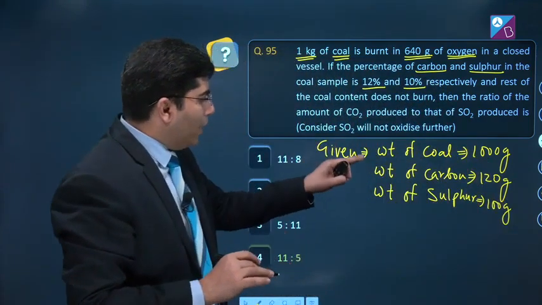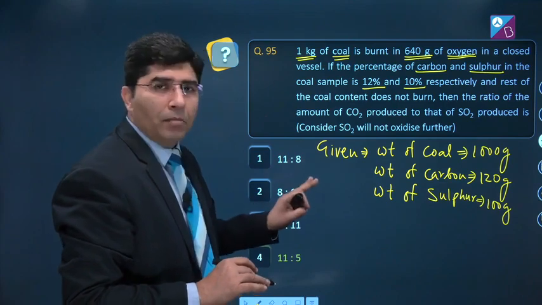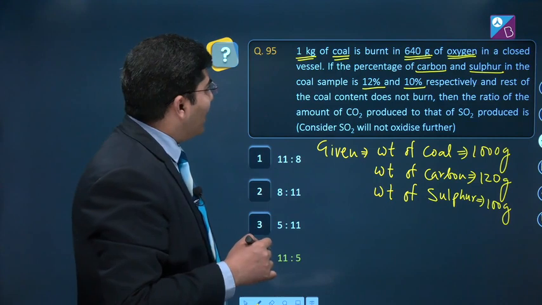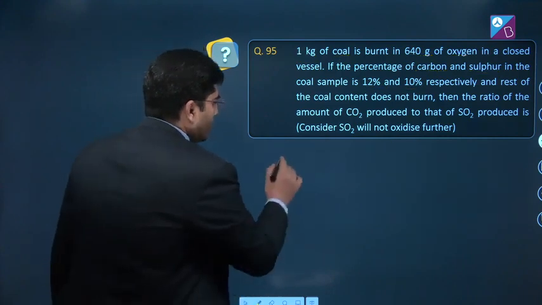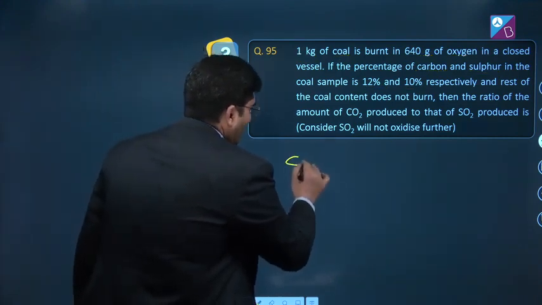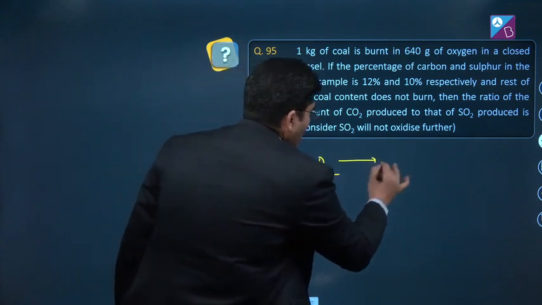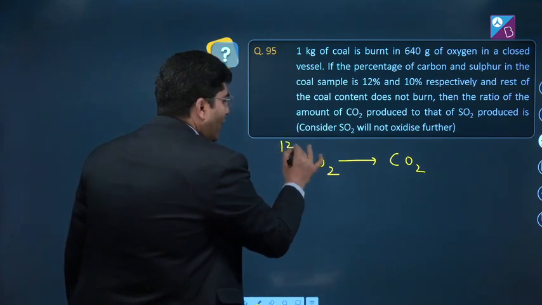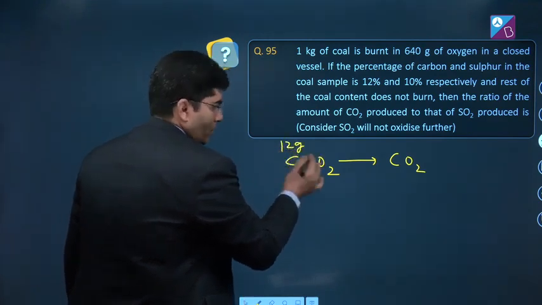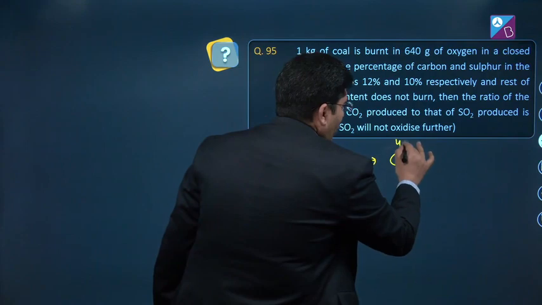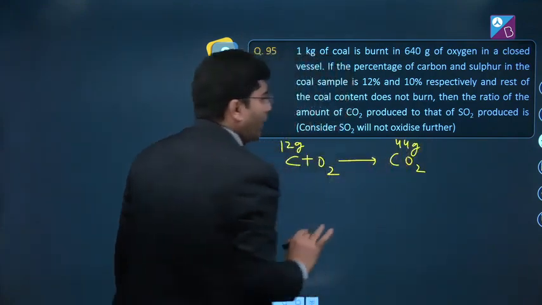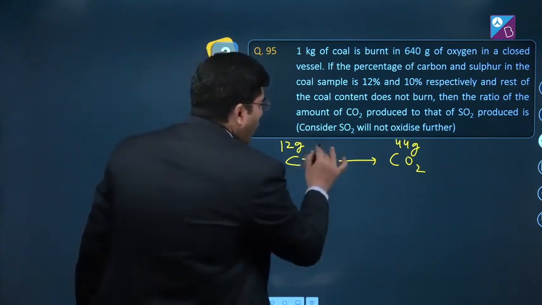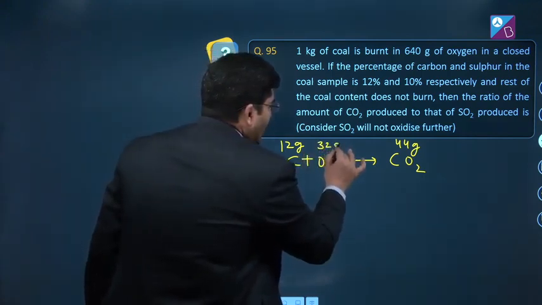So carbon is 120 gram and sulfur is 100 gram. Now what we have to do, we have to write the equations. So when we write the equations, then what will happen? See, C plus O2 gives CO2. Now from here we can say that if we have 12 gram of carbon, 44 gram of CO2 will produce. And how much oxygen is required? The required oxygen is 32 grams.